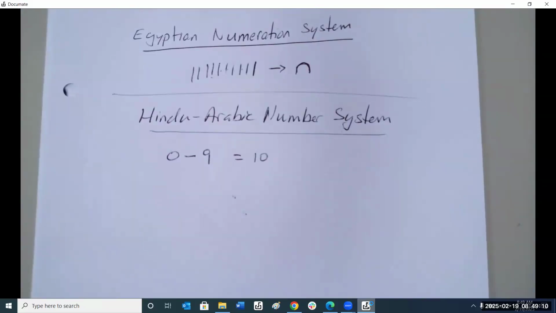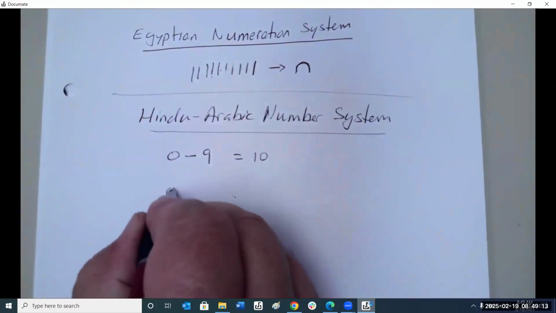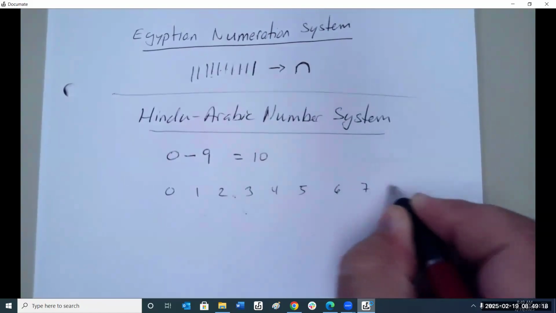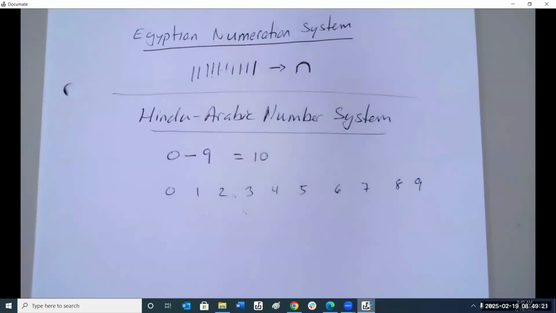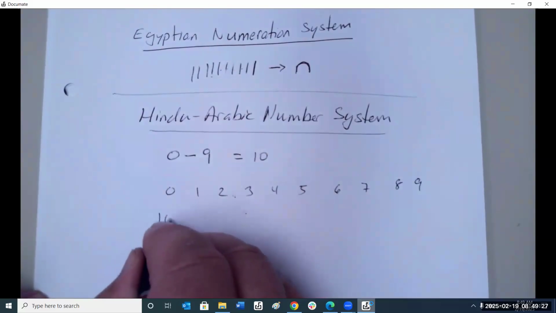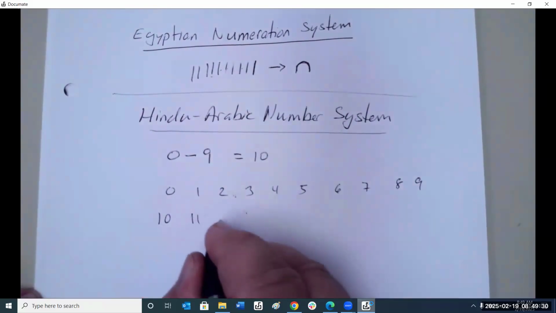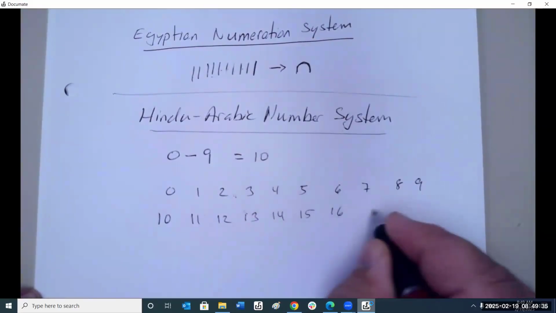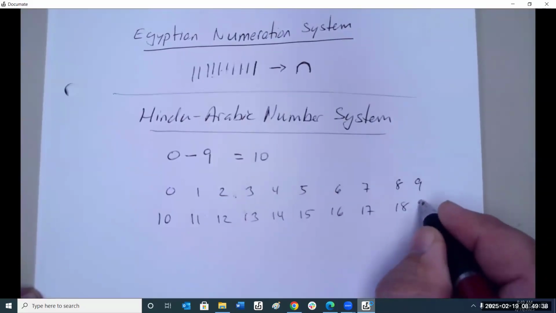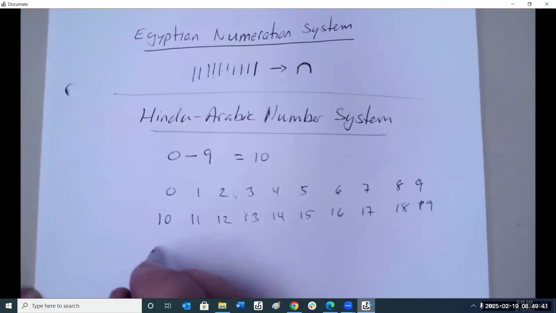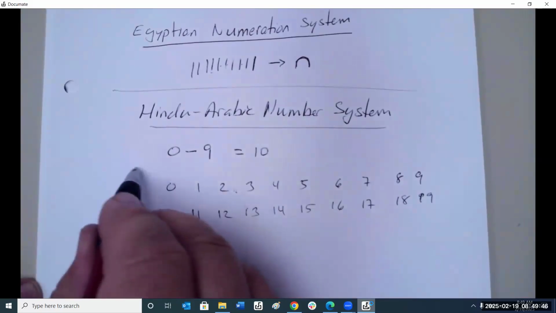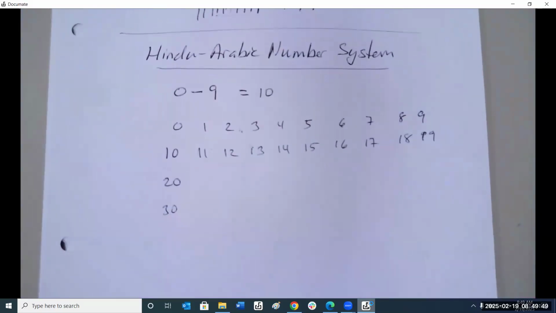They're 10 numbers. If you think about it, we have 0, 1, 2, 3, 4, 5, 6, 7, 8, 9. What comes after 9? 10. How do we write 10? 1, 0. Then it's 11, 12, 13, 14, 15, 16, 17, 18, 19. After 19, we get 20. And then after that's 30.